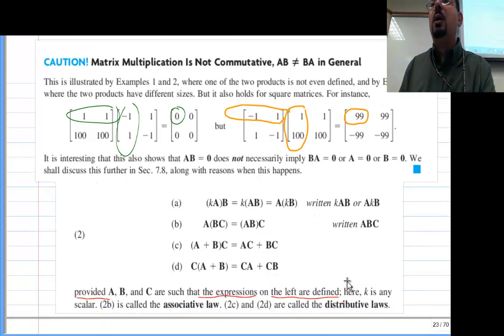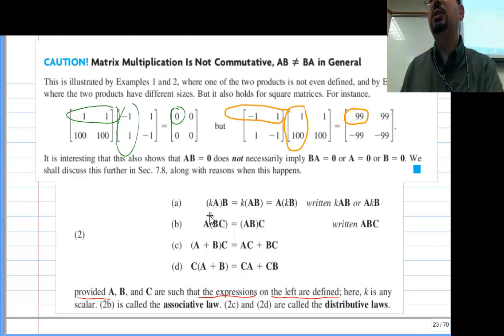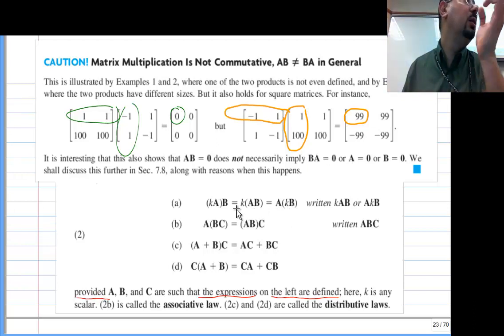Right? But some things do exist. For example, a simple rule exists for a scalar. The scalar, yes, you can multiply the scalar times the first one and then do the multiplication, or multiply it times the second and then the multiplication, or just do the multiplication and multiply the scalar at the end. So a scalar works. You can distribute the scalar on them.